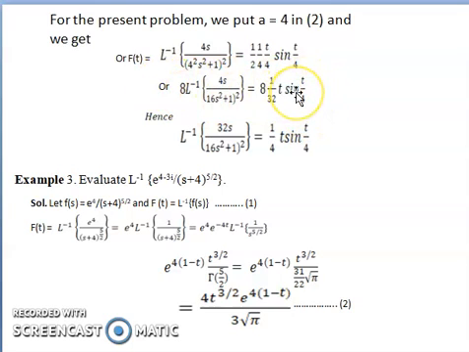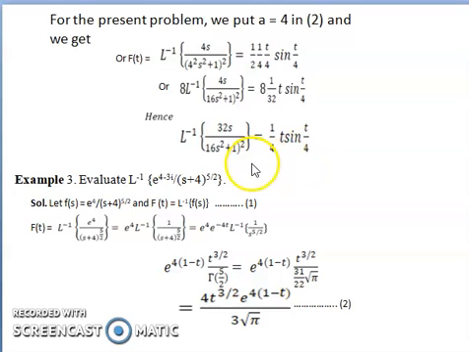Multiply both sides by 8, and so it finally becomes L inverse of 4 into 8, that means 32s, divided by (16s square plus 1) whole square, equal to, after cancellation, 1 by 4 t sine t by 4. So this is the result.